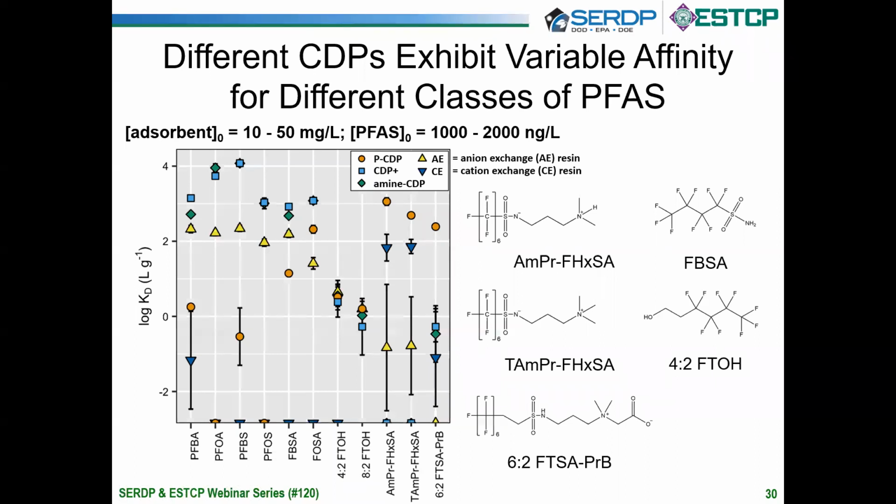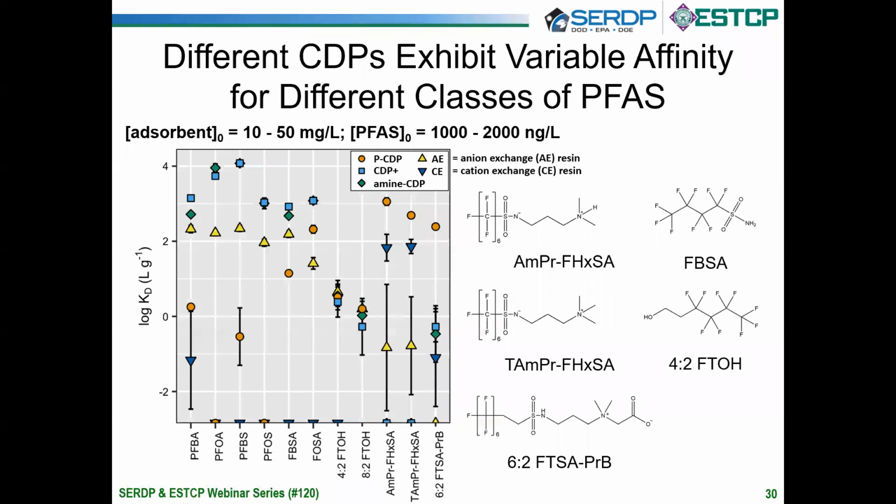What we found was that CDPs had higher affinity for these 11 PFAS than the ion exchange resins, though different CDPs with different cross-linkers had affinity for different classes of PFAS. For example, amine CDP and CDP+ had higher distribution coefficients for the anionic PFAS and the 2 perfluorosulfonamides when compared to the anion exchange resin, and P-CDP outperformed the cation exchange resin and the anion exchange resin for the zwitterionic PFAS, as evidenced by the highest distribution coefficients for P-CDP shown here.